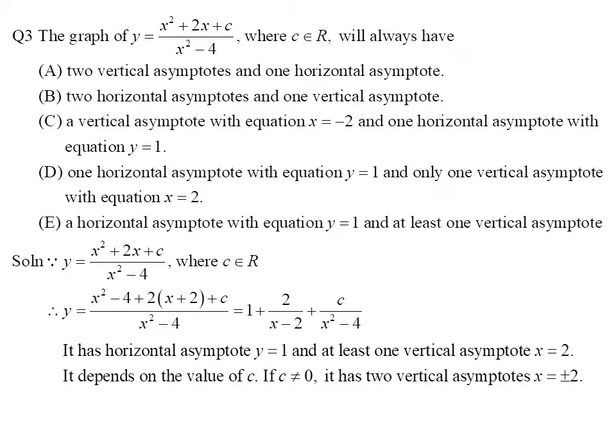and vertical asymptotes x equals 2 and x equals negative 2, if c is not equal to 0. However, when c is equal to 0, there is only one vertical asymptote, x equals 2. So, it has at least one vertical asymptote. Therefore, the answer for question 3 is E.